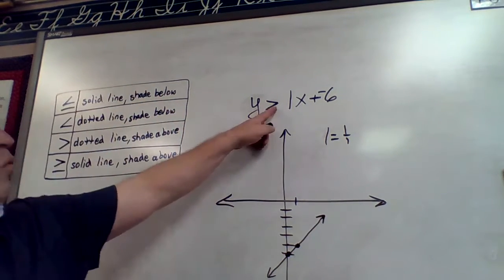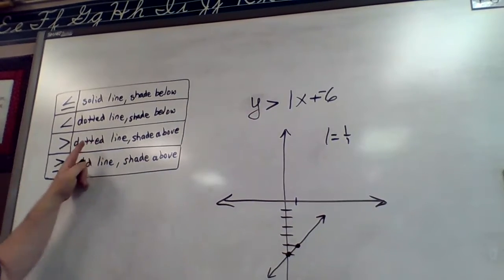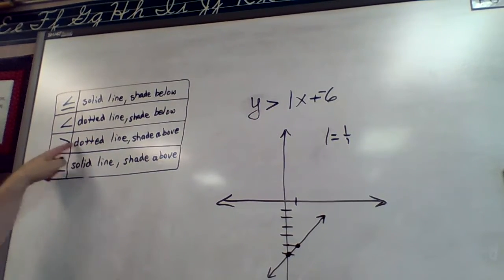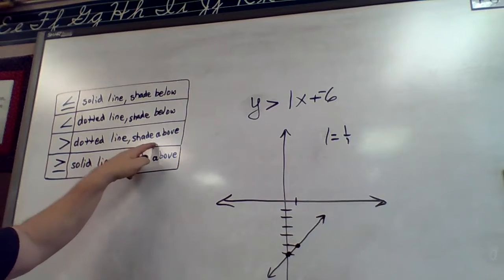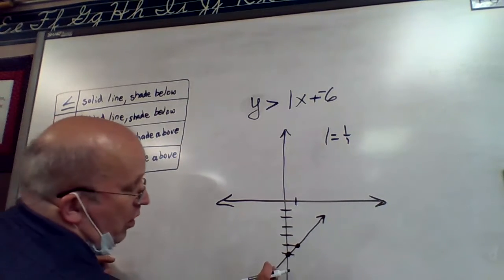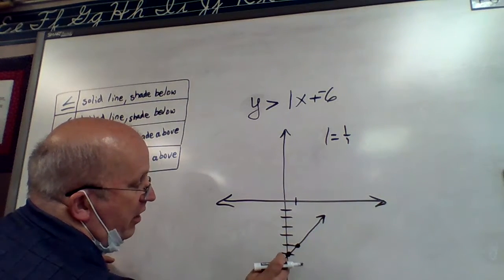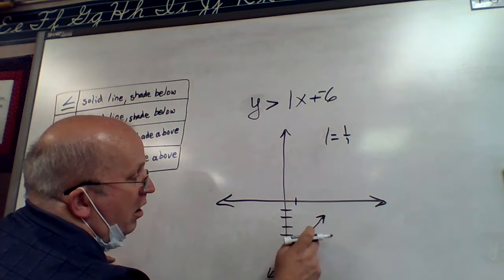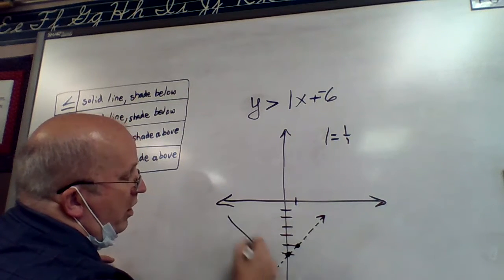Now, greater than symbol. Let's look at the chart. With greater than, we use a dotted line and we shade above. So watch what I'm going to do. I'm going to make this line a dotted line, and I'm going to shade above it.